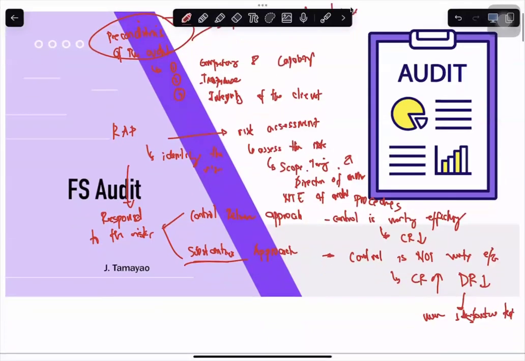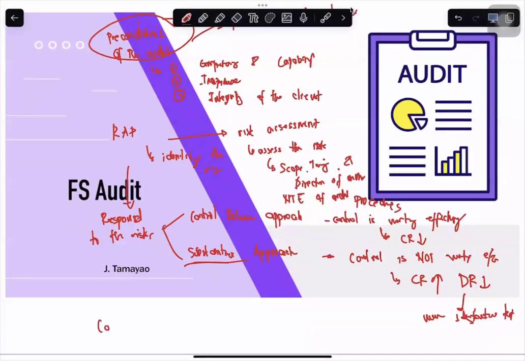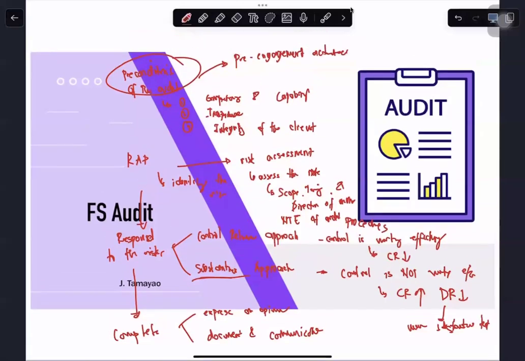And then last, we now complete the audit. So in completing the audit, we now express an opinion. And then we now document and communicate. So that's how our audit goes. We start first by preconditions of the audit. We look into the competency and capability of the firm or the auditor, the independence and the integrity of the client. Then we do risk assessment process.